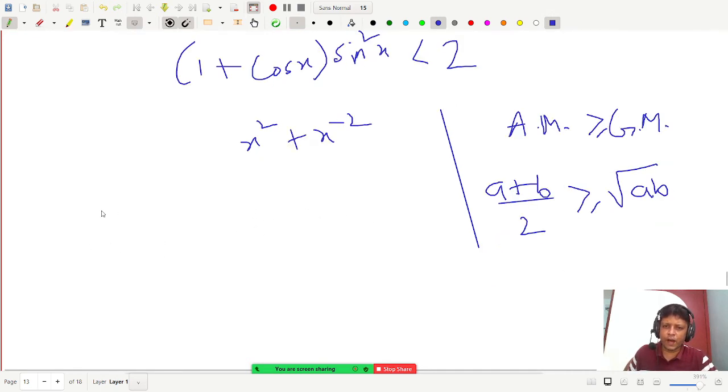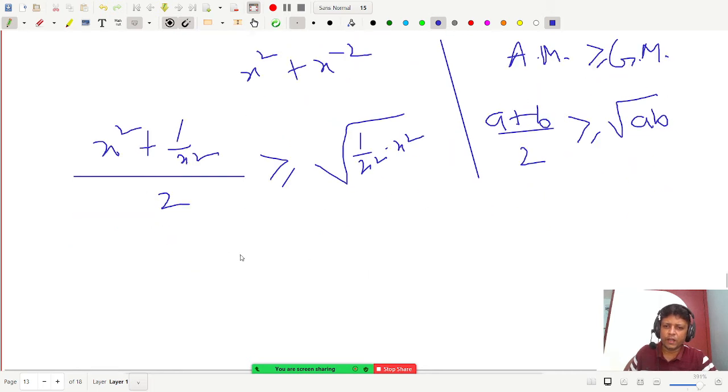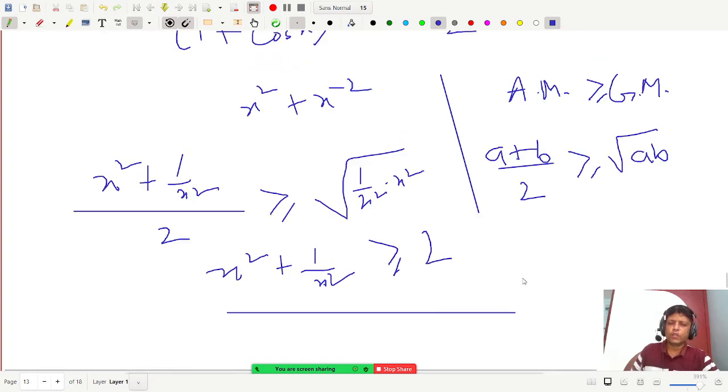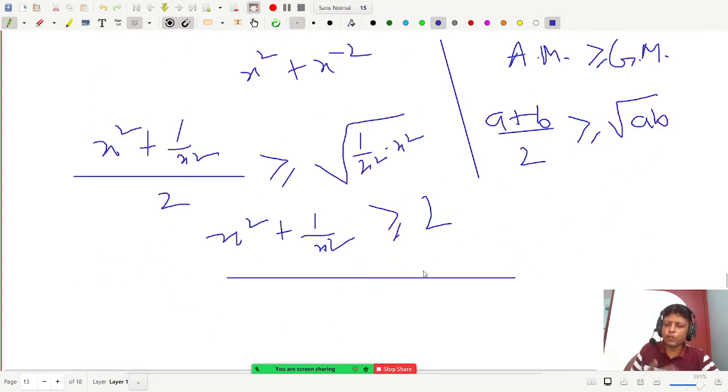So in this case we can write, using that knowledge, (x square plus 1 by x square) by 2 is greater than or equal to the square root of 1 by x square into x square, that will be 1. So you have x square plus 1 by x square more than or equal to 2. So your right hand side is more than or equal to 2, but your left hand side, this is your LHS, is less than 2. So that is not valid. There are no values of x for which this equality holds.